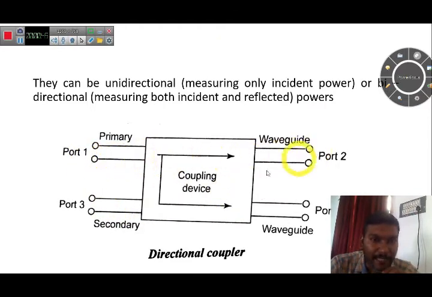Now we have the primary waveguide and the secondary waveguide. This one is the secondary waveguide, this one is the primary waveguide, and if you are going to transfer power from the primary waveguide, no amount of power will be coupled to the secondary waveguide. It's a unidirectional one.